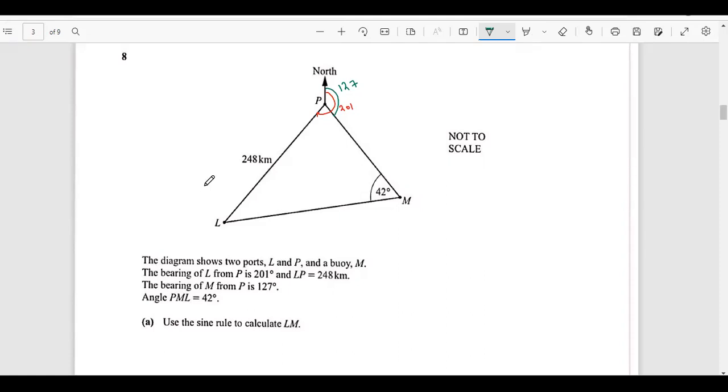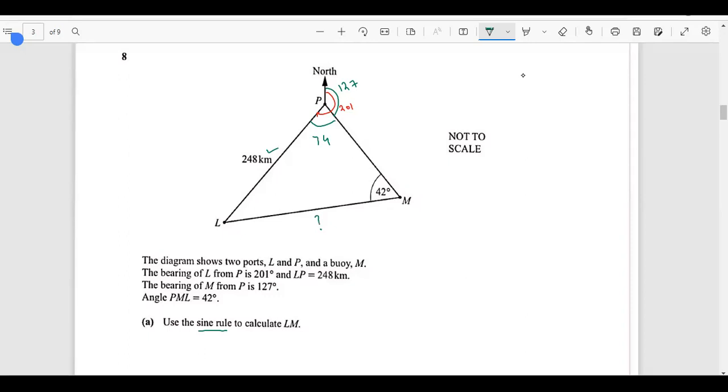Yes, very good. Excellent, Saneem. Well done. So let's do it now. We are interested in finding out LM. We need to use the sine rule, so we need this angle. If the red angle is 201 and the other one is 127, we need to find the difference of 201 and 127, and that would be 74. So this angle is 74. We have 42 on this side, we have 74, and we need to talk about this side.